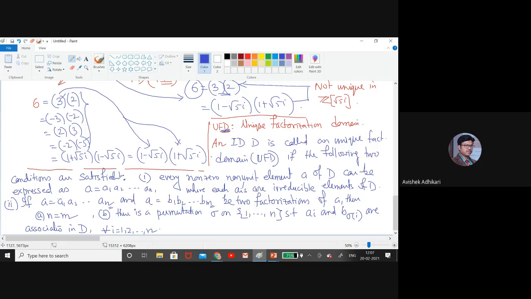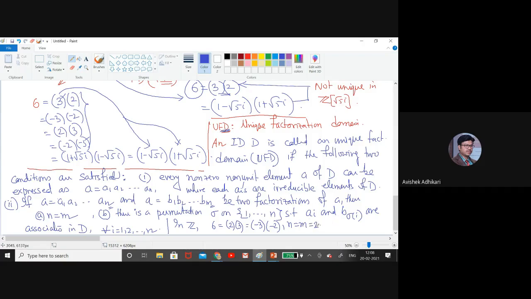Now try to think, what do you mean by this? Suppose I have two different factorizations of 6 in Z, for example, 2 into 3 and minus 3 into minus 2. Then you can see that here n and m are both 2. So both n equal to m equal to 2.